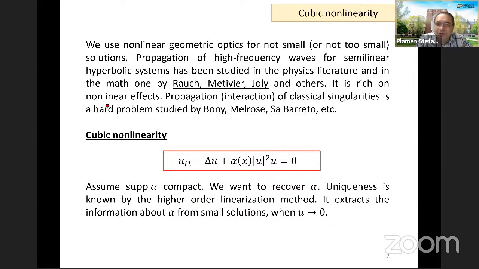Okay, so now I start with cubic nonlinearity, the one that I mentioned before. We use nonlinear geometric optics. And let me explain quickly what that means. That was developed by many people. Those are the main people that I see in the literature: Rauch, Métivier, and Joly. And there are others. So this is different from the interaction of classical singularities, which is quite hard and is due to a lot of people, including Bony, Melrose, Barreto, and so on. This is basically propagation of semi-classical singularities and collision of them.